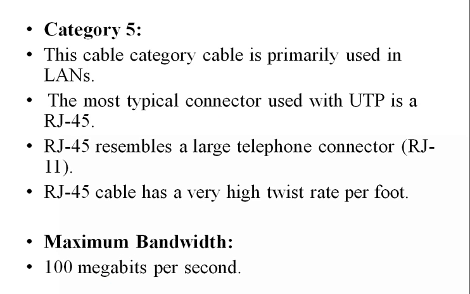Category 5 cable is primarily used in LAN. This is standard in LAN. The most typical connector used with UTP is the RJ45. RJ45 resembles a large telephone connector, RJ11, but in RJ11 we have 4 wires and here we have 8 wires. Category 5 cable has a very high twist rate per foot. We have a high twist rate, so it reduces electromagnetic interference. Maximum bandwidth is 100 megabit per second.